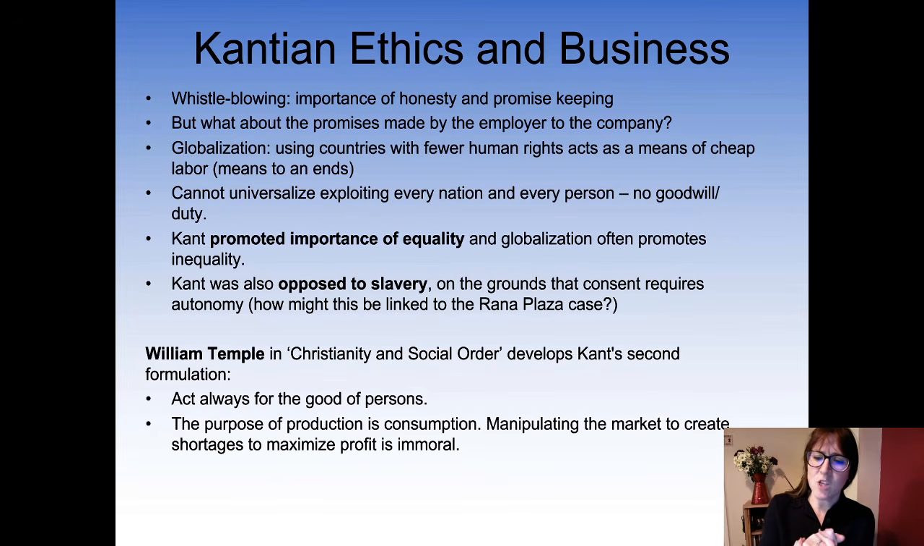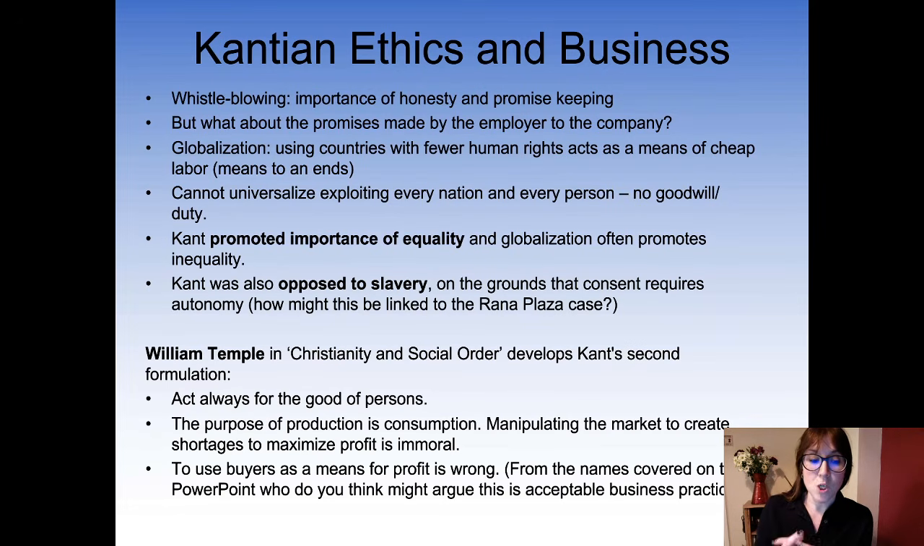But this is the idea that you can't manipulate the market to make more profits. That is immoral. And to use buyers as a means to a profit is wrong. So from the names covered on the PowerPoint, again, who do you think might argue against that, that actually you can use us to make profit?